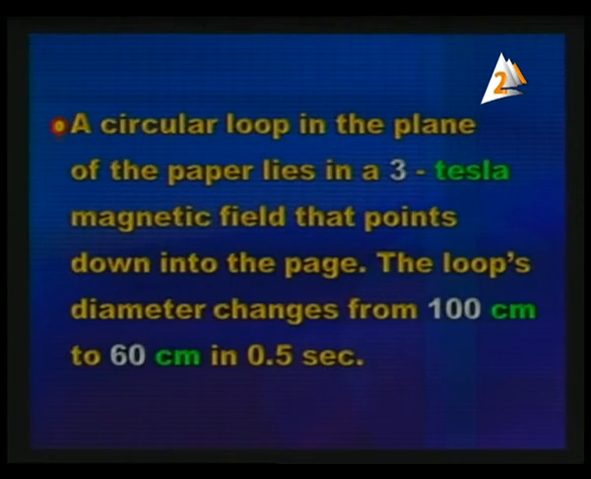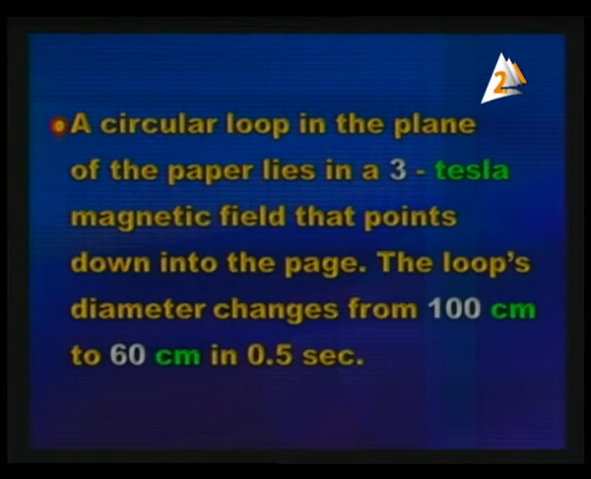Another problem, a circular loop in the plane of the paper, plane of the screen, lies in a 3 Tesla magnetic field that points down into the page. The loop's diameter changes from 100 centimeter to 60. So the area is decreased, diameter is decreased. So we are decreasing the magnetic flux passing through the loop. So the induced current will be in the same direction.